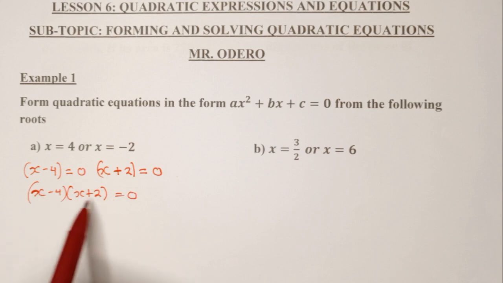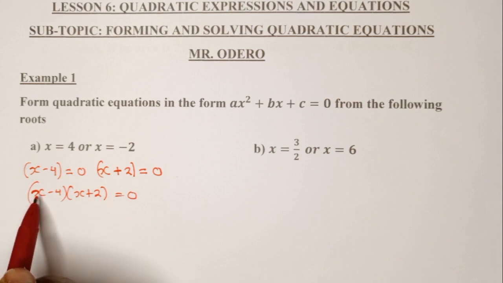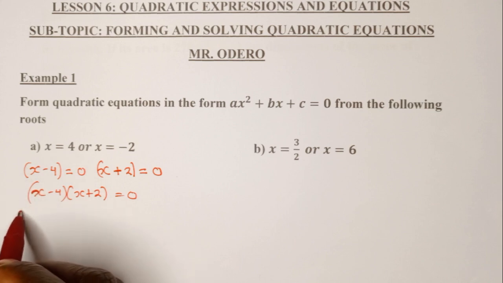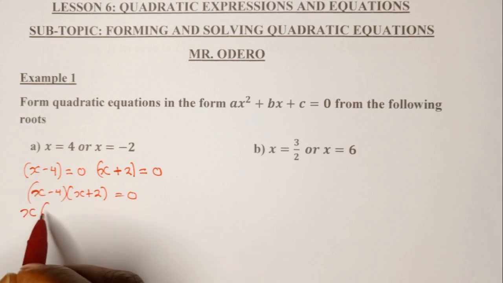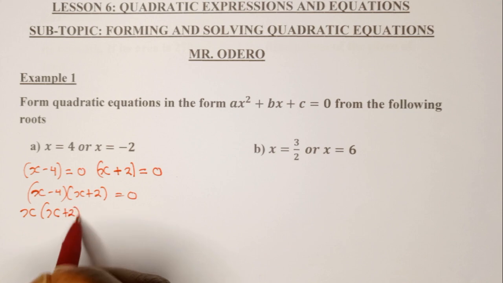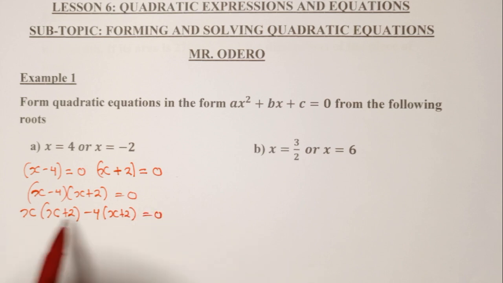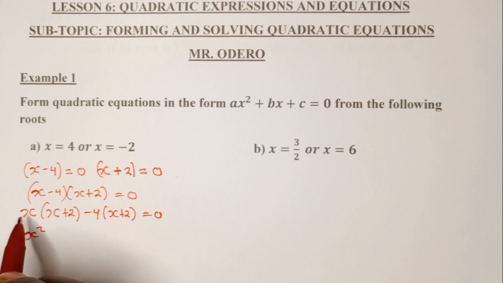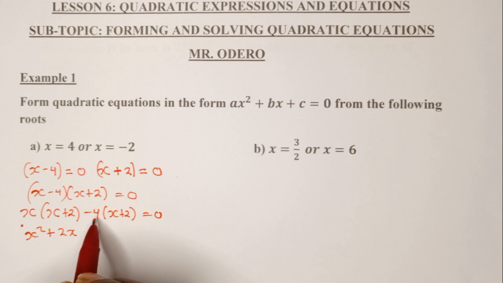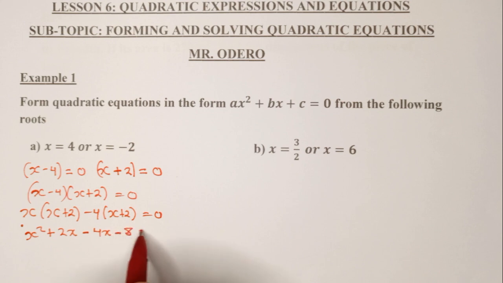So then you expand this one, you multiply this bracket with this bracket. So you say x multiplied by everything in this bracket, that will be x plus 2. Then negative 4 multiplied by everything in this bracket, that will be x plus 2 equals 0. So if you open the brackets, this will be x times x, that is x squared. Then x times 2, that will be plus 2x. Then negative 4 times x, that will be negative 4x. Negative 4 times 2, that will be negative 8 equals 0.